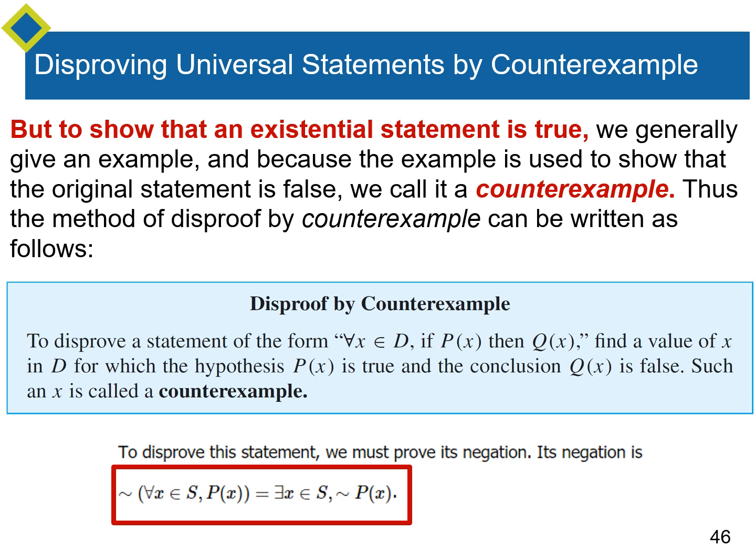Okay. For this proof by counterexample, we must prove its negation like this. This is the conditional statement. We have its negation. Its negation becomes there exists x such that not Px. This one we call a counterexample.